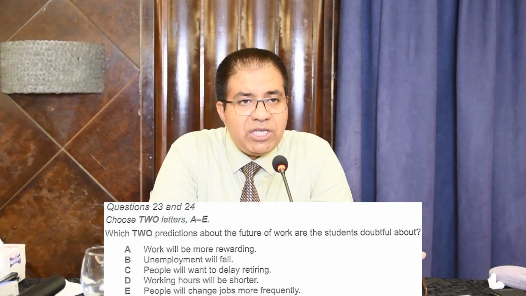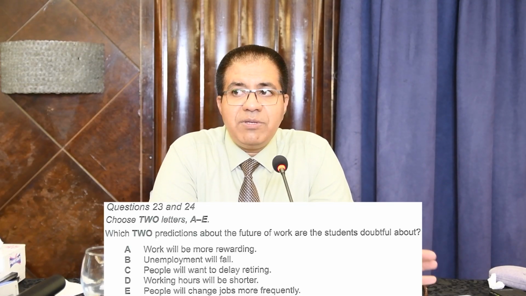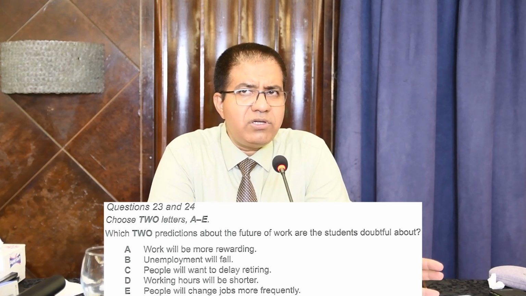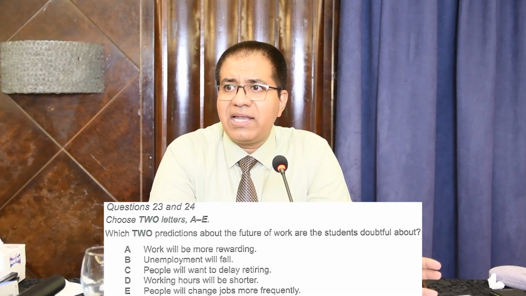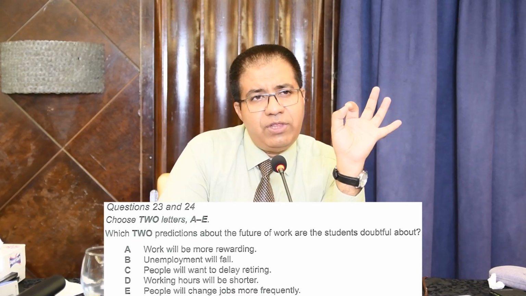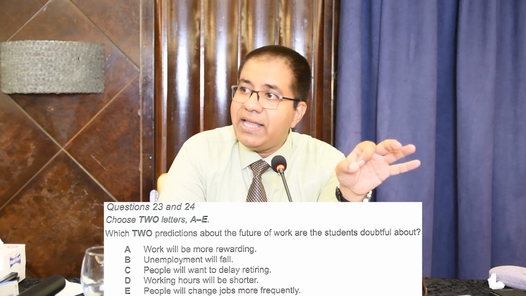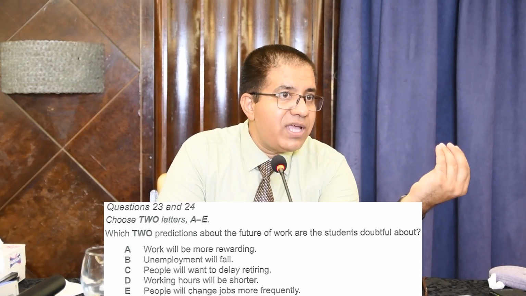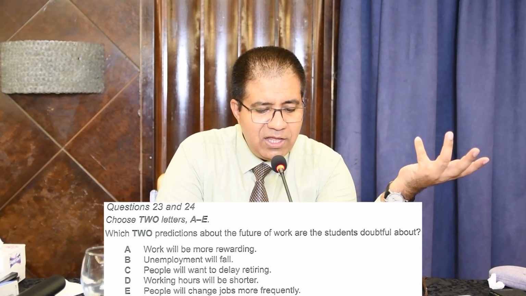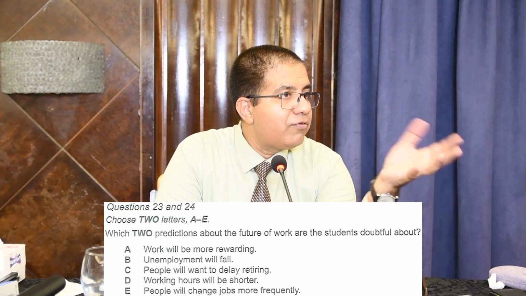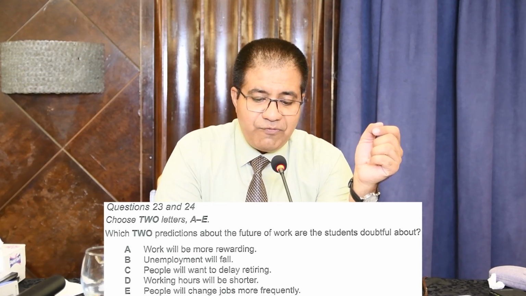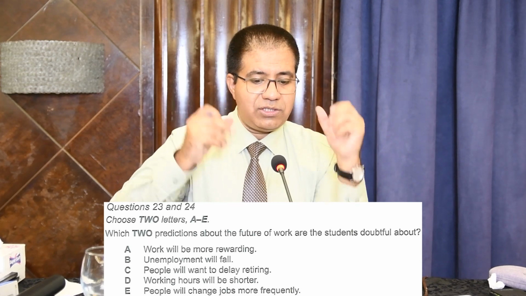D, working hours will be shorter. If they are doubtful, for example, they say, well, they say there will be shorter working hours, I don't know how, I'm not sure about that, I think it'll be something different, then this is the right answer. Wherever they express doubt about the option, that is the right answer, and where they express certainty, that's the wrong answer. And last, people will change jobs more frequently, from job A to job B to job C, and so on. Where they are doubtful, focus on their language.